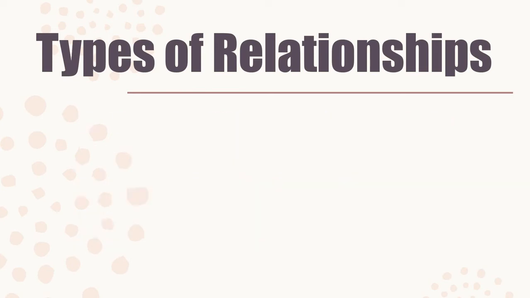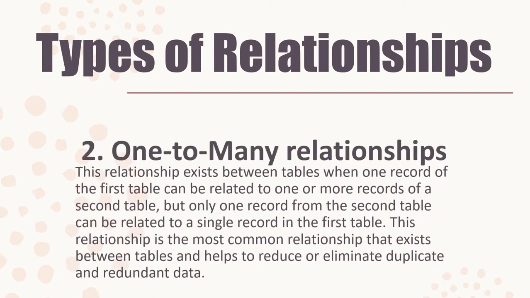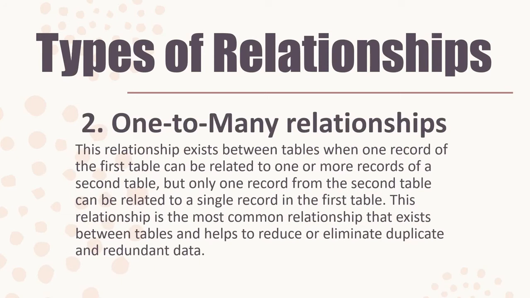Okay, ulitin ko. From the one-to-one relationship, isang data ay connected lamang or related lamang sa isang data sa pangalawang table. At yung pangalawang table ay merong isang data na connected or related sa first table. One-to-one relationship. One-to-many relationship, isang data sa first table ay related sa maraming data sa second table, or maraming data ay connected sa isang data sa first table.